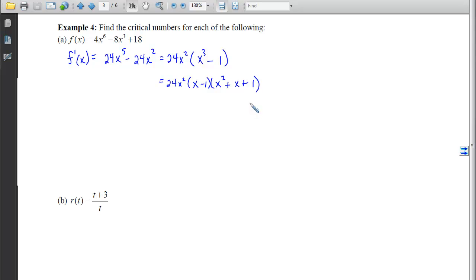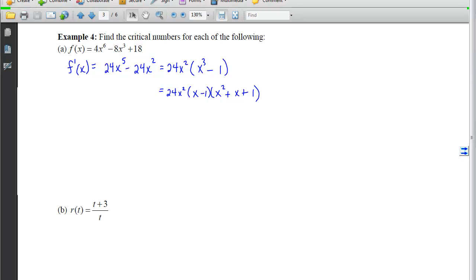And when I look at this, I'm interested in knowing when this is 0 and when this is undefined, because this is when I get my critical values or my critical numbers. So I can see here that this factor generates a 0 if x is 0, this factor generates a 0 if x is 1, and this is never going to give me a 0. So I have two possible critical values coming from when the derivative is 0.